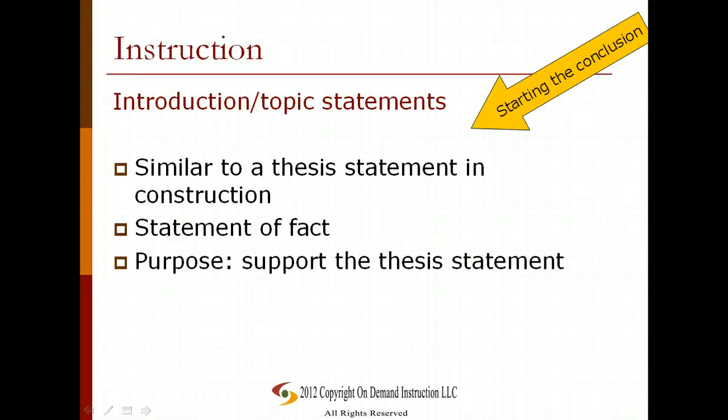Now let's take a look at introduction or topic sentences. This is how we start a conclusion paragraph. It's pretty similar to the thesis statement in how it's constructed. It's a statement of fact, and its purpose is to support the thesis statement. So you want to keep all of those things in mind as you're creating that topic sentence.